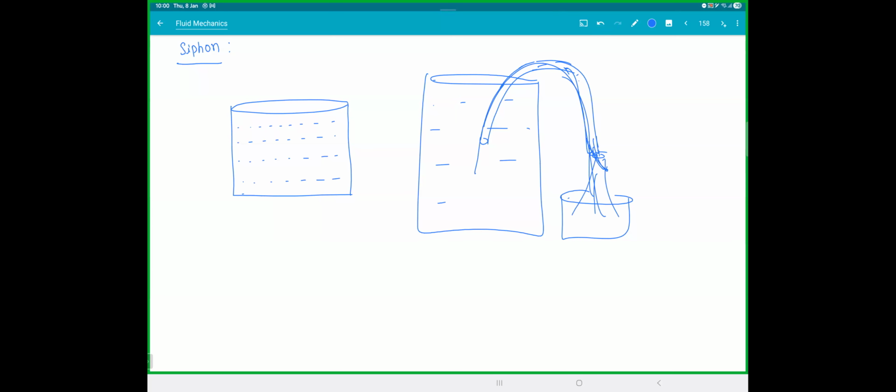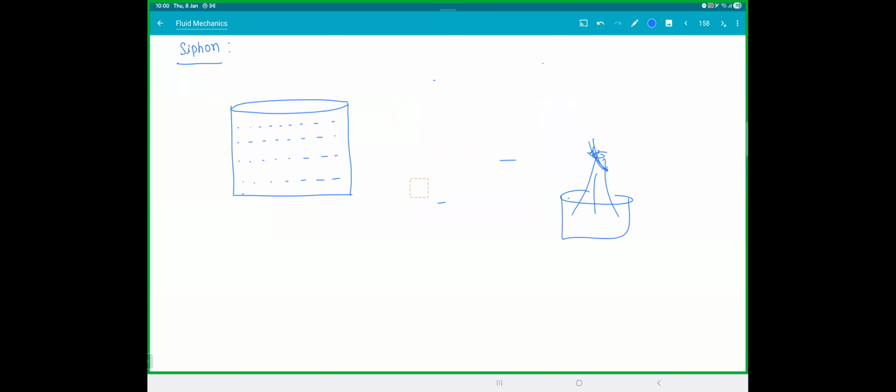Did you guys never do this? Never seen this? Sure. A simpler example is this. When you go to the saloon, remember they use that water spray? That's actually a siphon. Instead of using the mouth, you're using that mechanism to spray water.